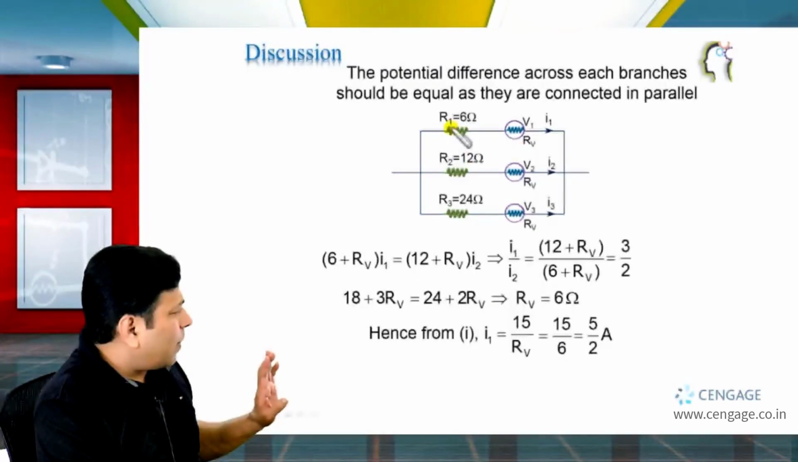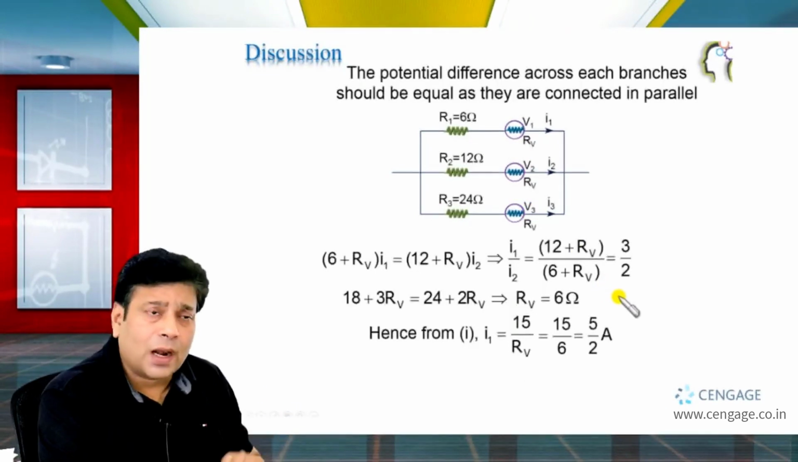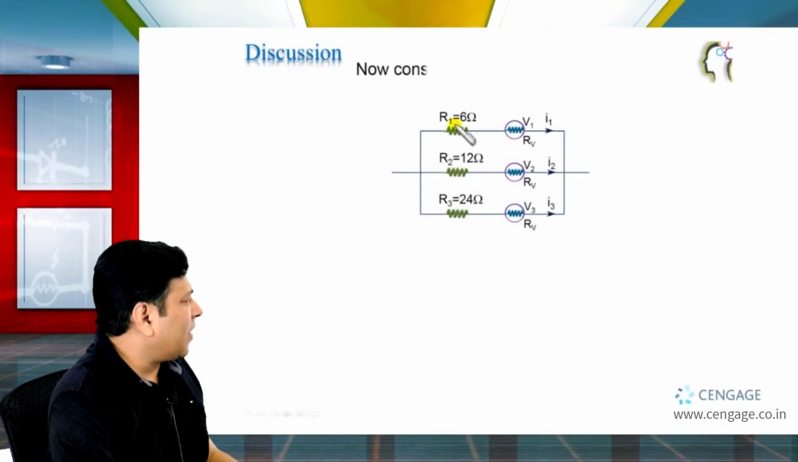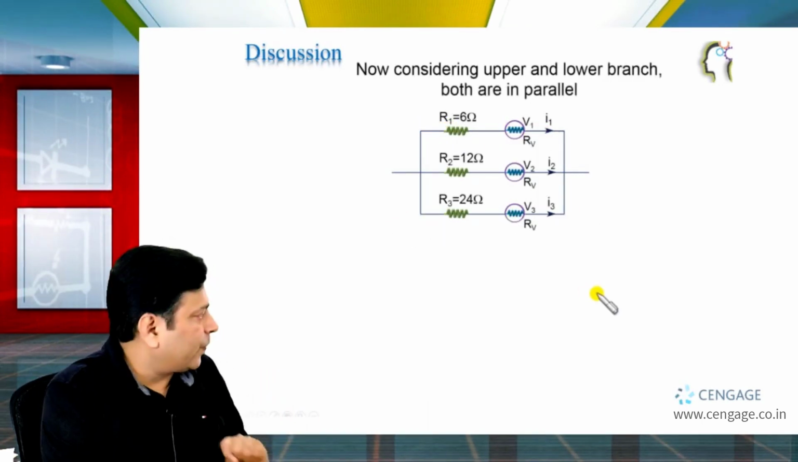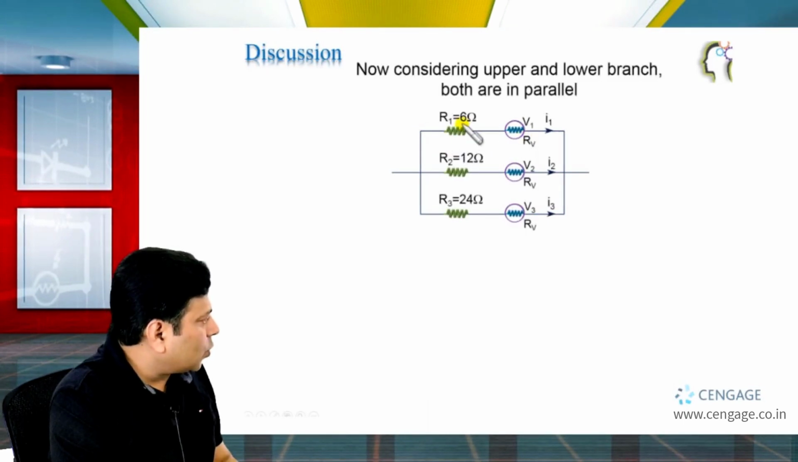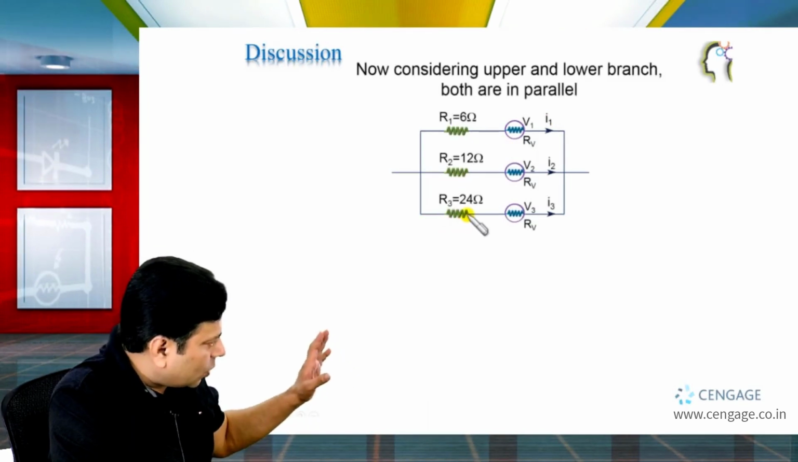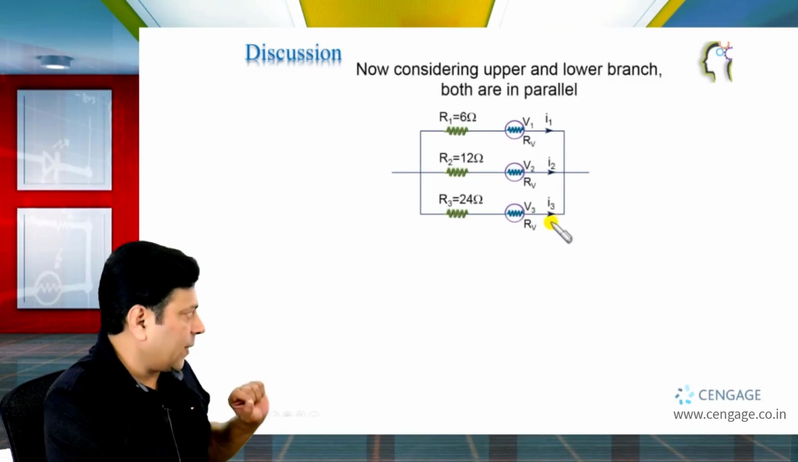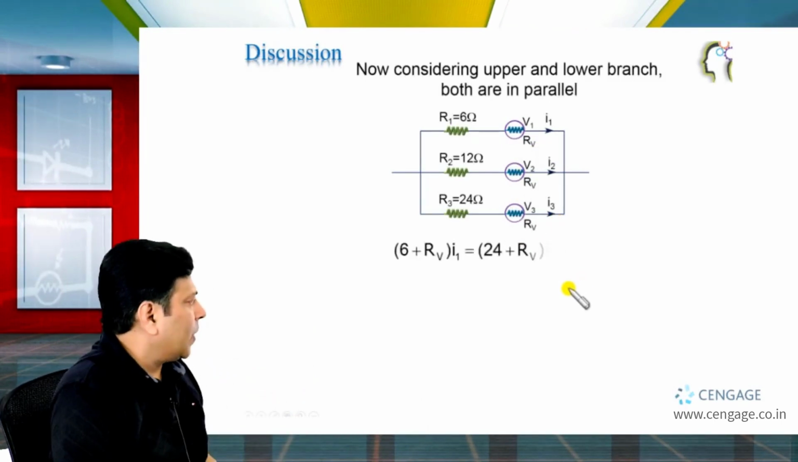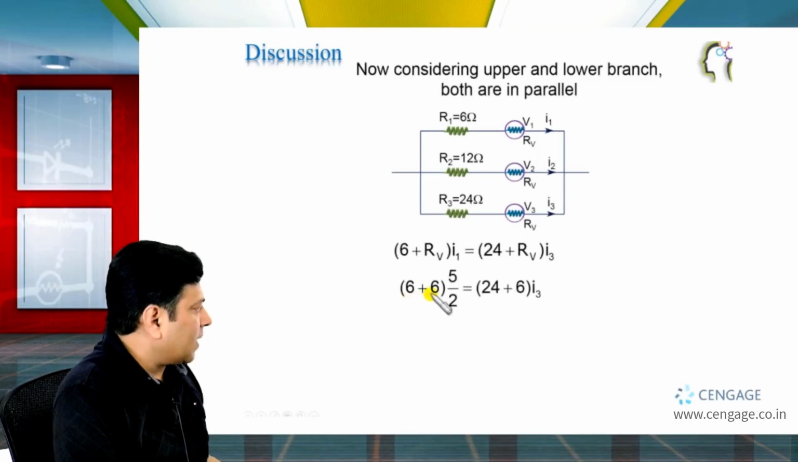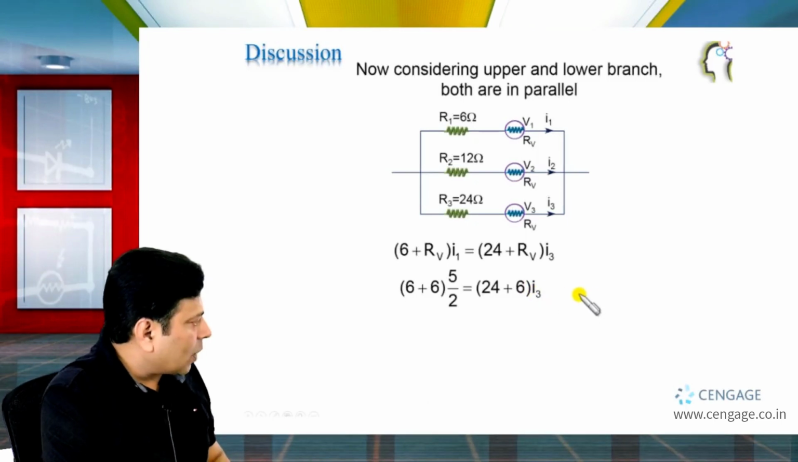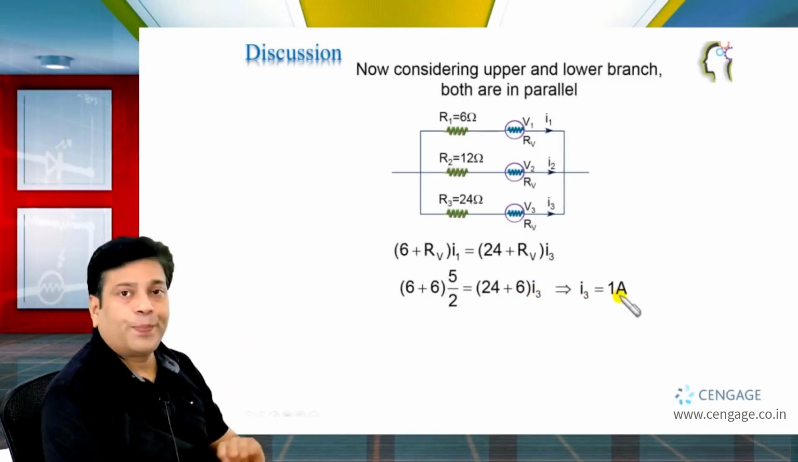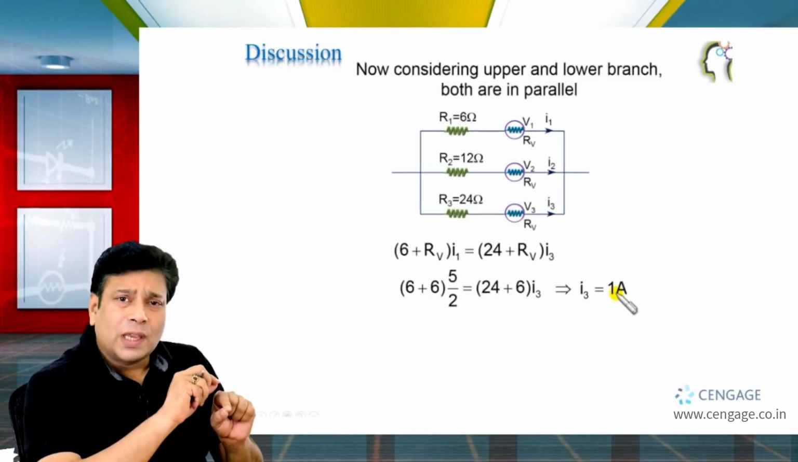We can observe the upper branch and lower branch are also connected in parallel. Now let us analyze the potential difference between the upper branch and lower branch, and that should be equal. Potential difference across this should be equal to 6 plus RV multiplied by I1, and the potential difference across the lower branch should be equal to 24 plus RV multiplied by I3. The RV value we have calculated is 6 ohm. From this equation we can get the value of I3, and after calculation I3 is equal to 1 ampere. So we got the current value in the lower branch.